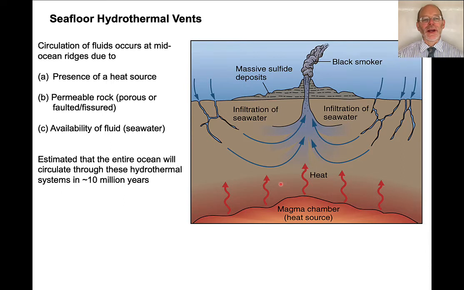Let's look a little bit more at the hydrothermal system. The circulation occurs because there's a big heat source here, and there's permeable or fractured rock above it. So what happens is water circulates through these systems. It's driven upward by buoyancy in the middle, and it draws in water from the margins through the fractured rock. And these hydrothermal systems are massive. It's estimated that the entire ocean will circulate through hydrothermal systems in only about 10 million years.